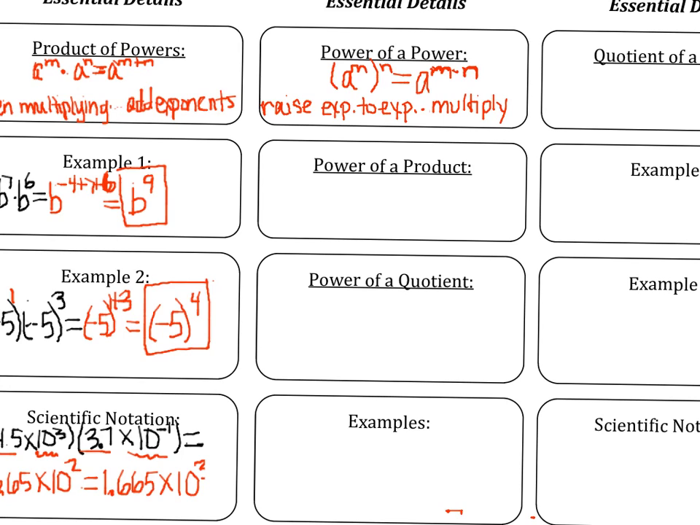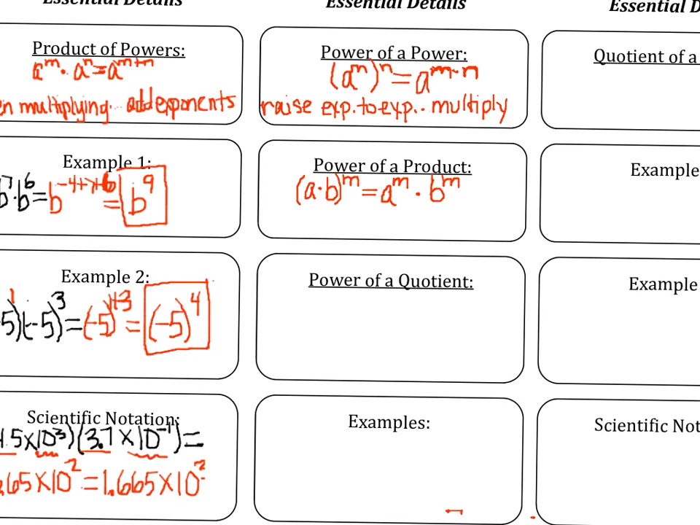The next is the power of a product property. A product means two things that are multiplied. So I've got (a times b) to the m power. What that tells us is, if I have two things inside parentheses with a power outside of it, I can give that power to both things on the inside. It's kind of like distributing. So it's a to the m times b to the m.